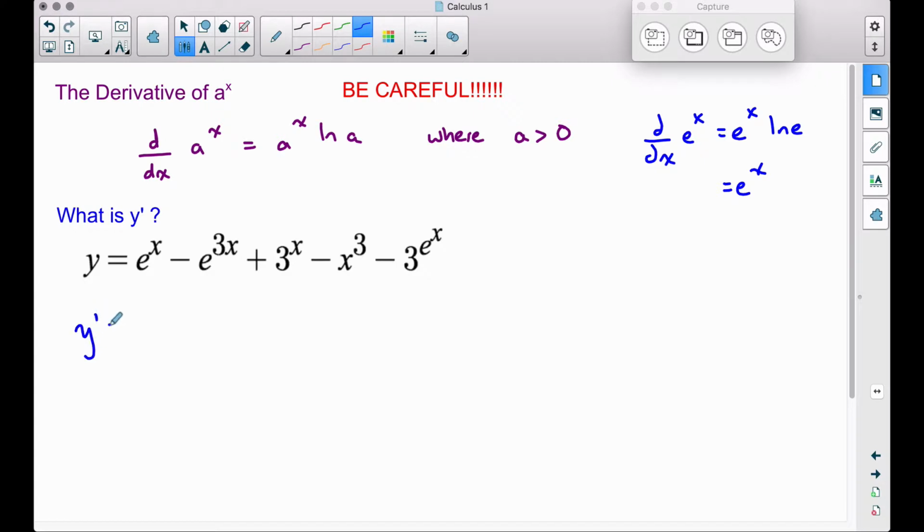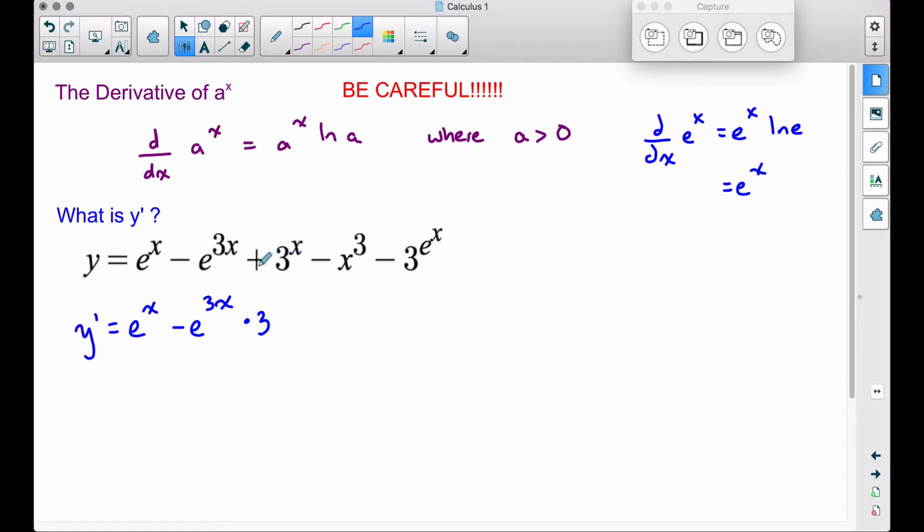Y prime is going to be equal to, let's take it term by term. The derivative of this first term, e to the x, is e to the x. It is very important to apply the chain rule here. The derivative of e to the 3x is e to the 3x, but then we have to come back and multiply by the derivative of this exponent, which is just going to be 3.